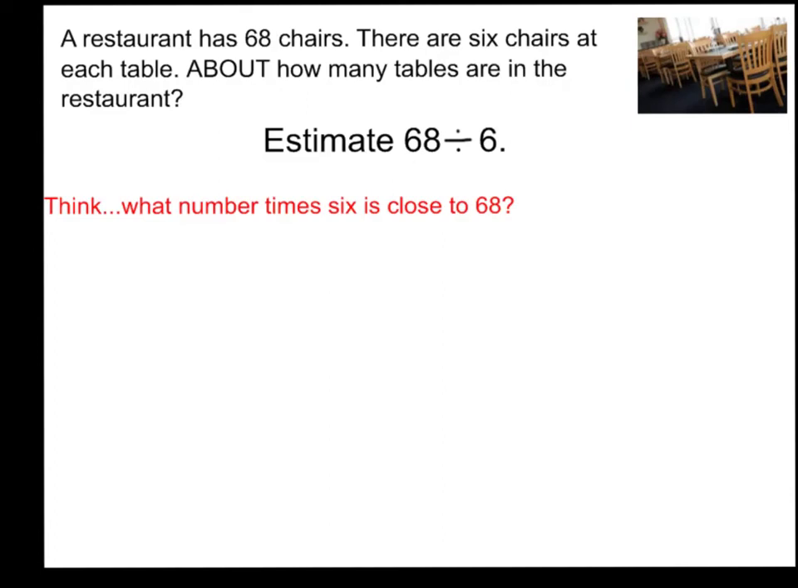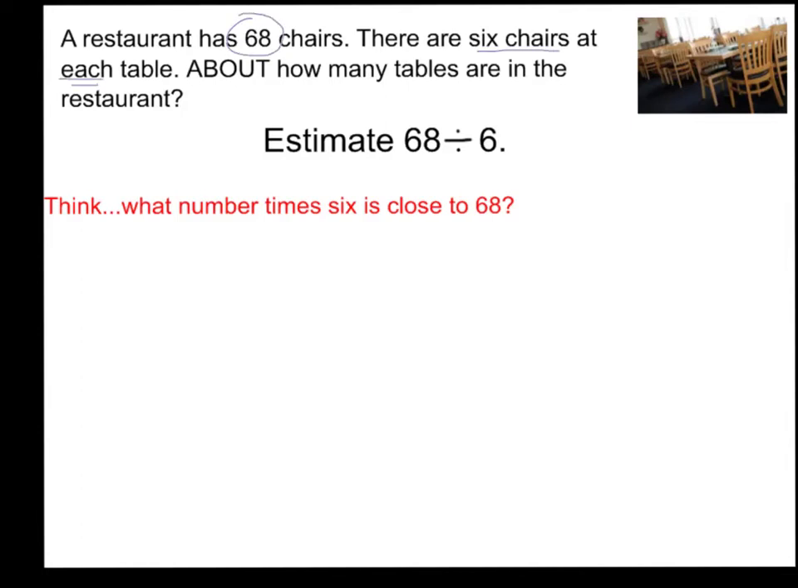So let's read this next question together. A restaurant has 68 chairs. There are 6 chairs at each table. About how many tables are in the restaurant? So what is this question asking me? It's asking me to estimate 68 divided by 6, because there are 68 chairs and there are 6 chairs at each table.